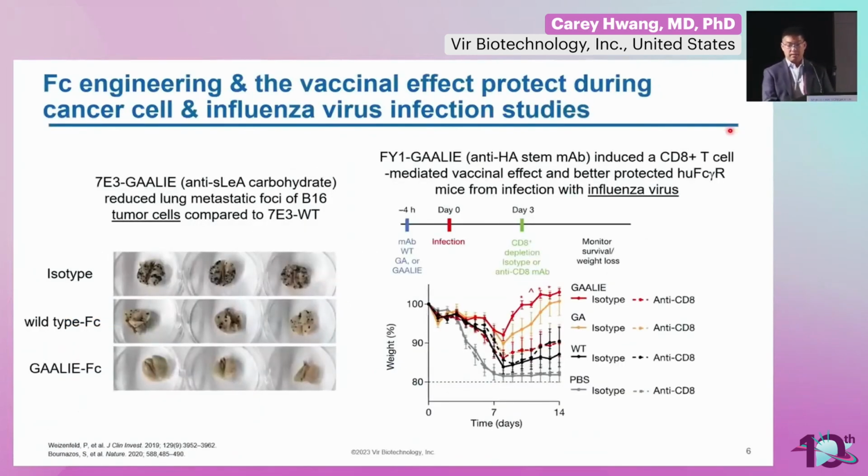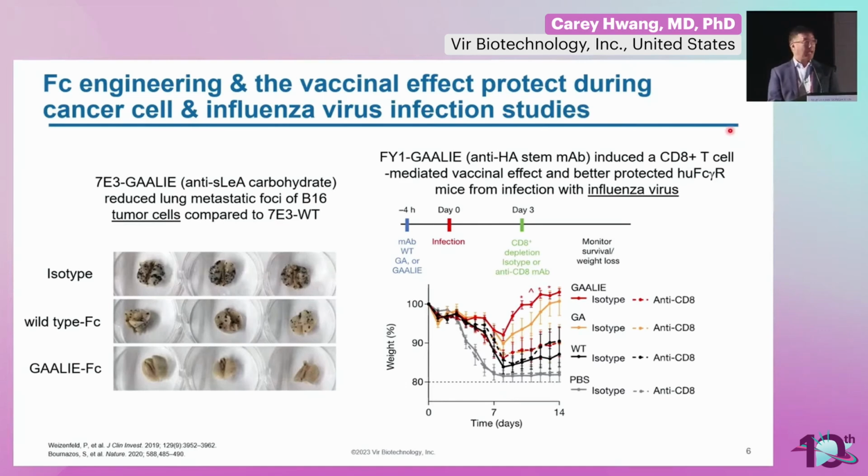So a couple examples, at least from the preclinical model. On the left side, you can see a lung cancer model where the Gali modification was introduced into an antibody against SLEA carbohydrate. As you can see with the isotype and wild type Fc controls, you still see multiple foci of tumor cells. However, in those cells that were given the Gali modified antibody, you can see that there were no foci present.